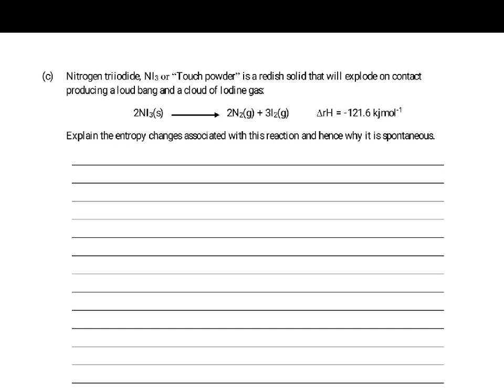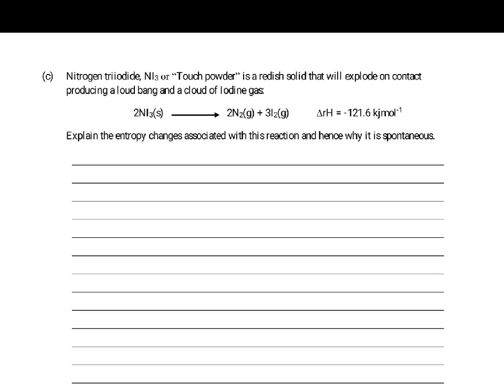Lucky last, we've got an entropy question. Nitrogen triiodide, or touch powder, is a solid that explodes on contact, producing a loud bang in a cloud of iodine gas. So some of you may have seen this demoed earlier this year. Explain the entropy changes associated with this reaction and hence why it is spontaneous.